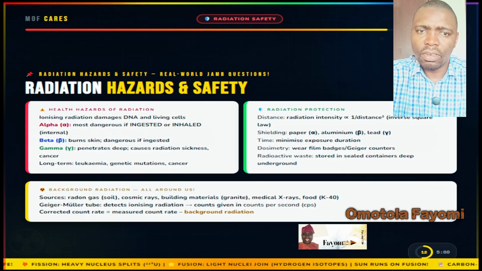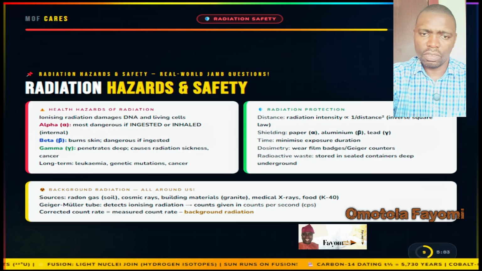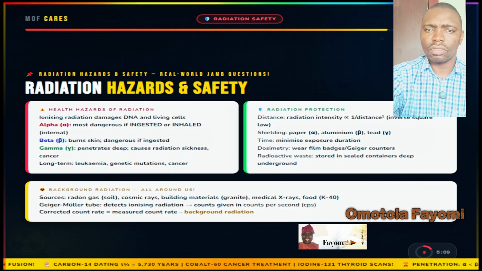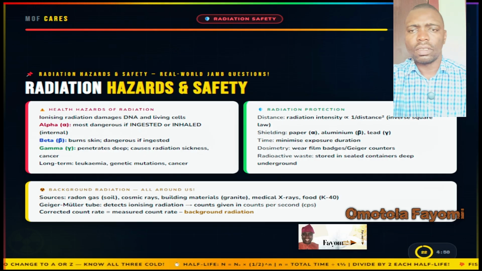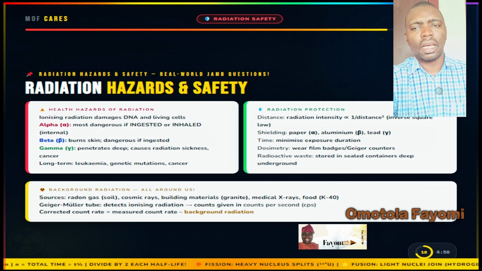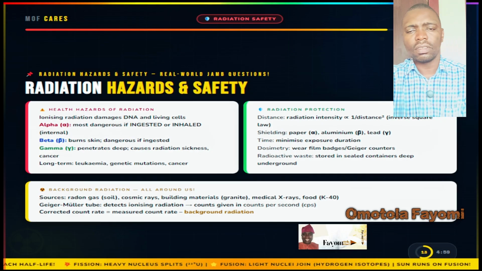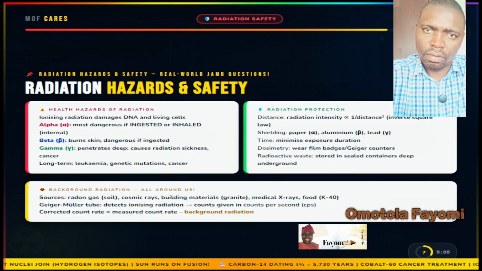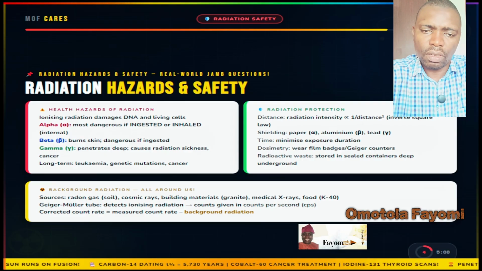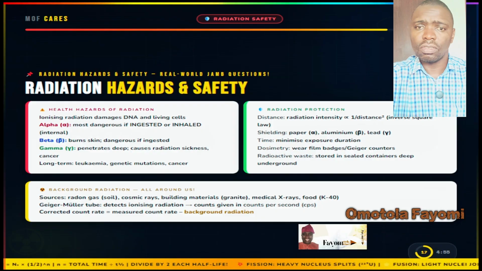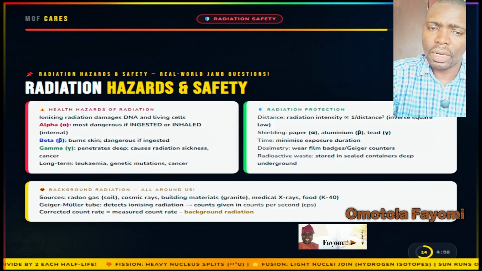Background radiation is the low-level radiation we all receive continuously from natural sources. Radon gas seeping from rock and soil is the biggest source, along with cosmic rays from space, radioactive minerals in building materials, and even tiny amounts of radioactive potassium in food. The Geiger-Muller tube detects ionizing radiation. The count rate must be corrected for background radiation. Corrected count rate equals measured count rate minus background radiation.